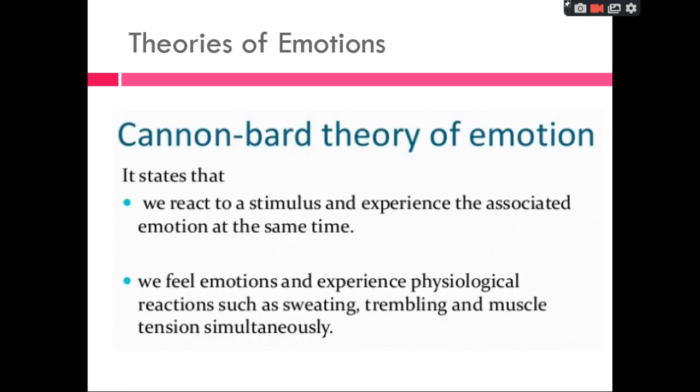All right. So there are different kinds of theories of emotion. We have the Cannon-Bard theory of emotion, and the other is the James-Lange theory of emotion. Let us first discuss the Cannon-Bard theory of emotion. This one states that we react to a stimulus and experience the associated emotion at the same time. So we feel emotions and experience physiological reactions such as sweating, trembling, and muscle tension simultaneously.